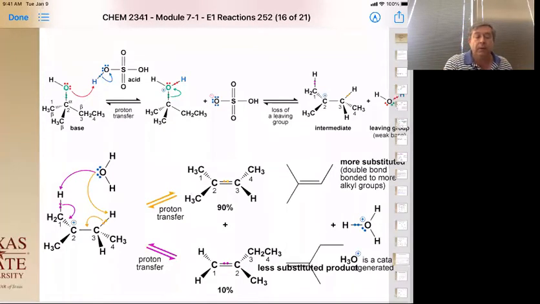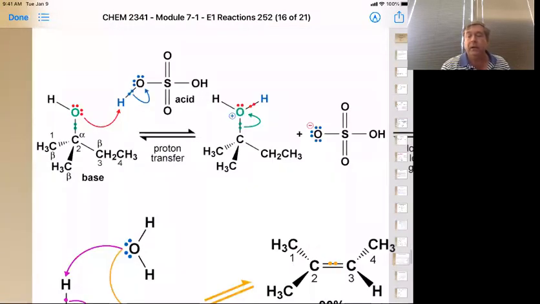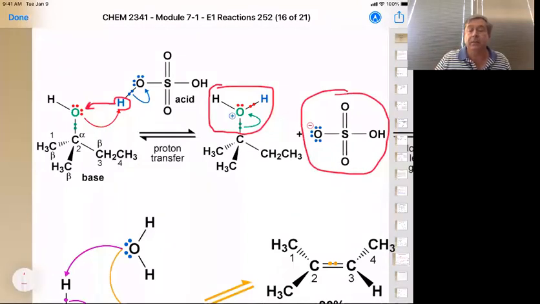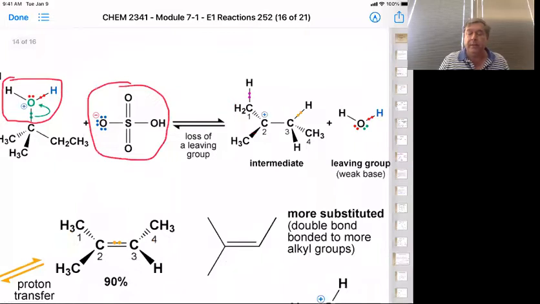Okay, so the first thing we do is we have our acid. Our acid donates a hydrogen to the oxygen, giving us our oxonium ion, plus this right here. This is our hydrogen sulfate, right? It is now our base. Okay, we lost a proton, it is now our conjugate base. It's going to be the base in our system. Okay, now let's go ahead and see what happens.